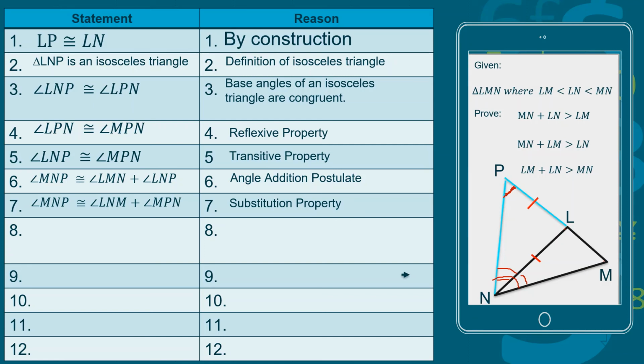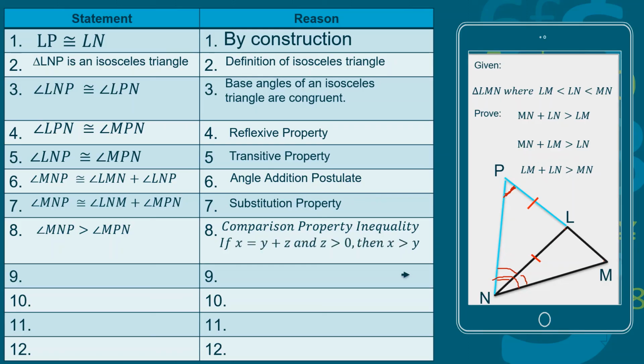For statement number 7, the measure of angle MNP is greater than the measure of angle MPN. Okay, so what property is this? Okay, correct. So the comparison property of inequality, wherein if x is equal to y plus z and z is greater than 0, then x is greater than y. Okay, the next, using statement number 8 and the illustration, write the statement with the given reason.